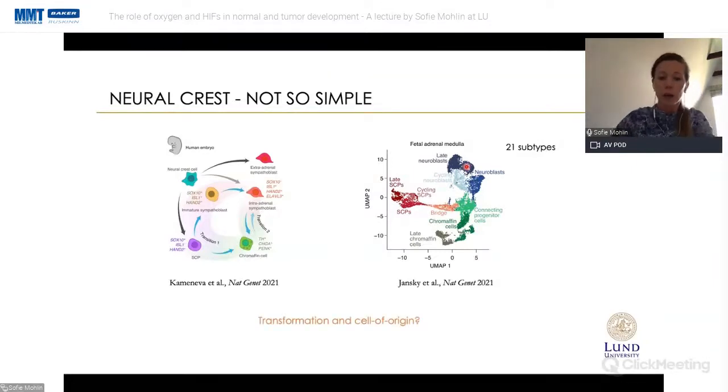So again, our question is when, how, where do any of these cells transform into a tumor cell, and what is the actual cell of origin, or as I like to stress, it's rather cells of origin. I am quite sure that there's not just one cell of origin for all of these tumor subtypes.